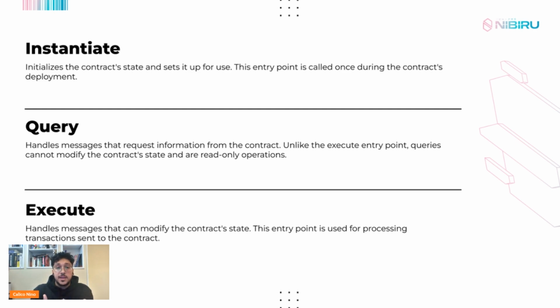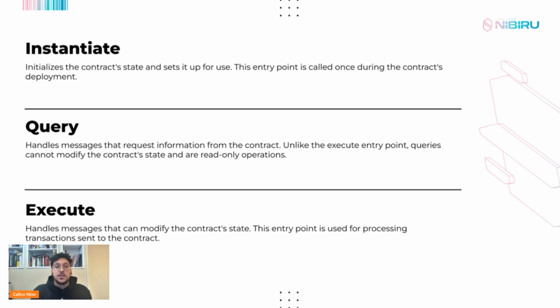And then the second entry point is going to be a query. The query entry point is used for handling messages that request information from the contract. Unlike the execute function, the query function cannot modify state. Instead, it's used to retrieve data from the contract. As the name says, it's just used for querying. They're only read-only operations and typically used to provide information.